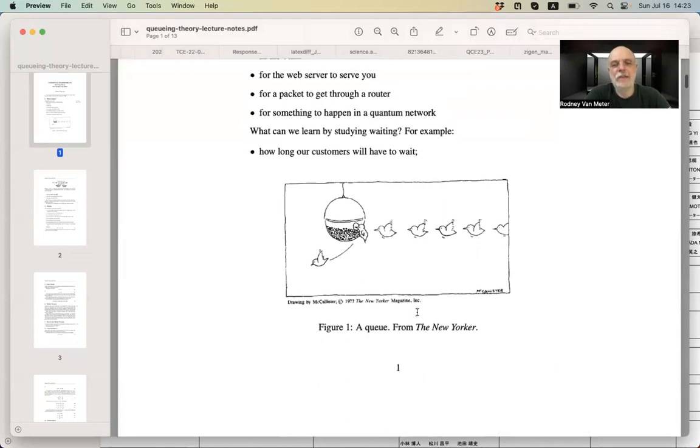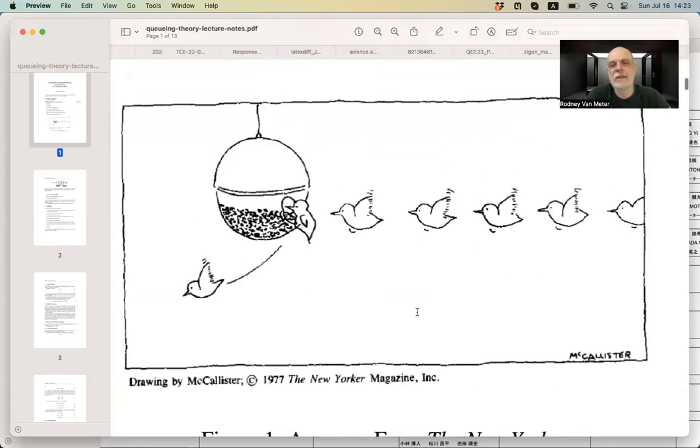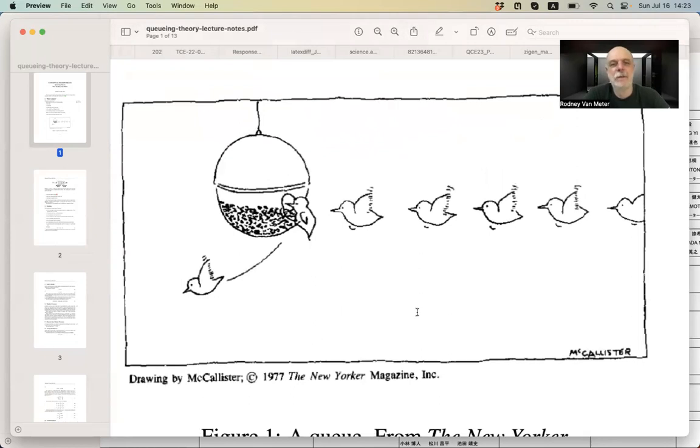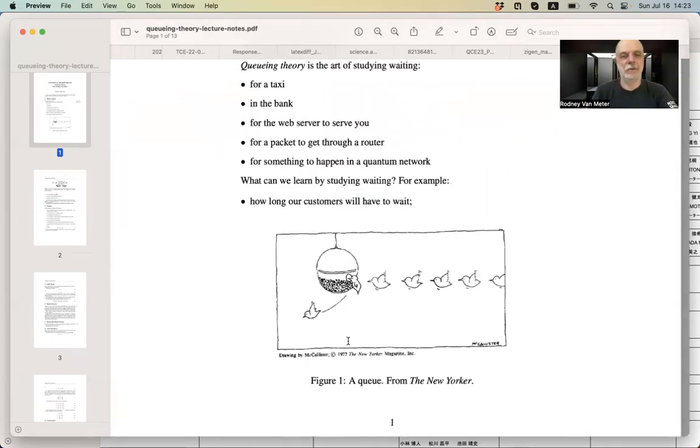This figure here is actually a cartoon from the New Yorker magazine that I liked that really reminds me of queuing theory. It's a bunch of birds waiting their turn at a bird feeder. So when any given bird arrives at the bird feeder, it doesn't know before it gets there how many other birds are waiting. It might be nobody, or it might be a long line. And so this is exactly how queuing theory works.